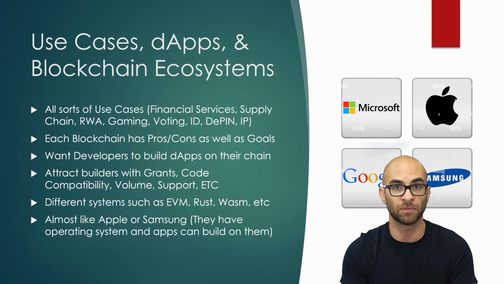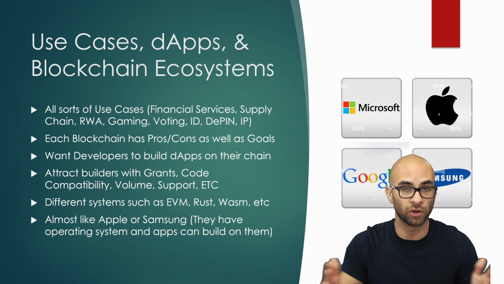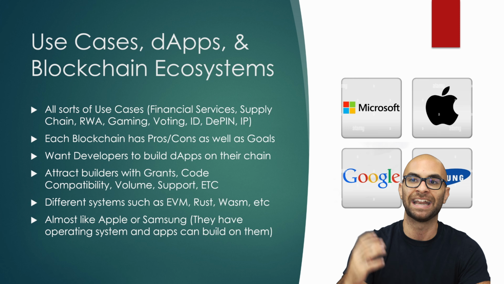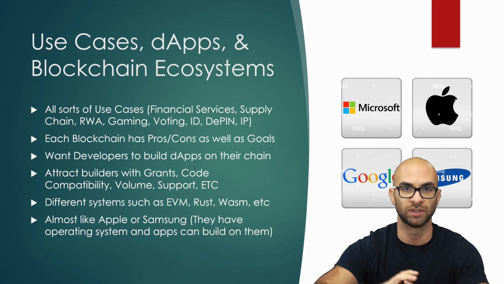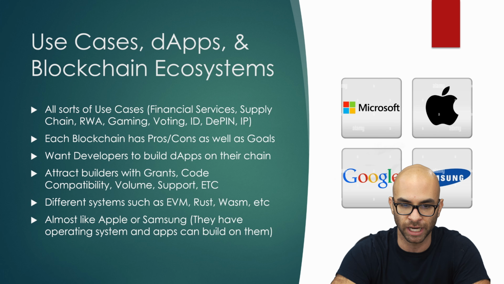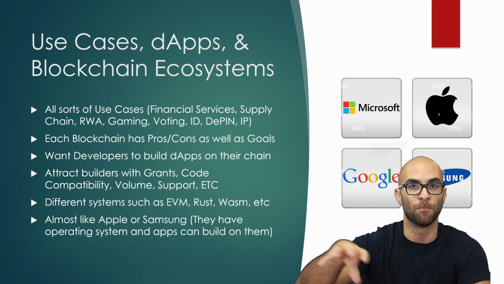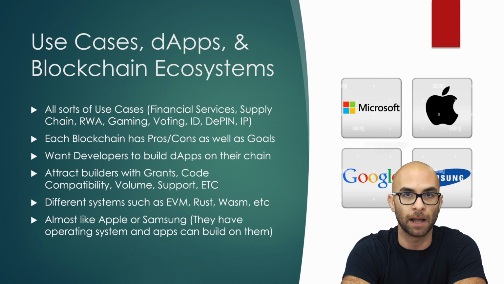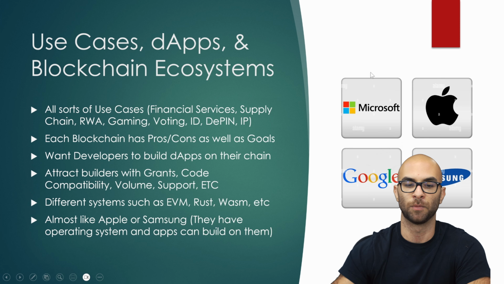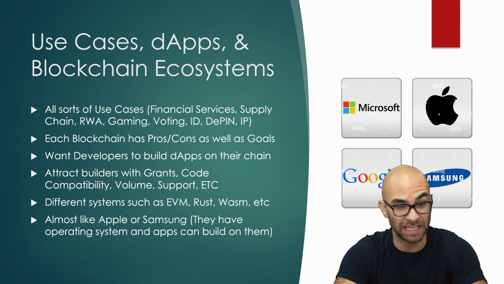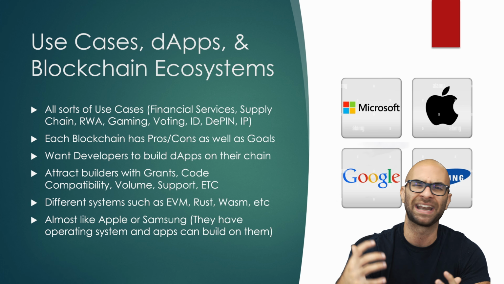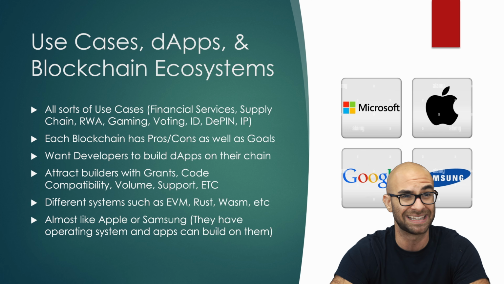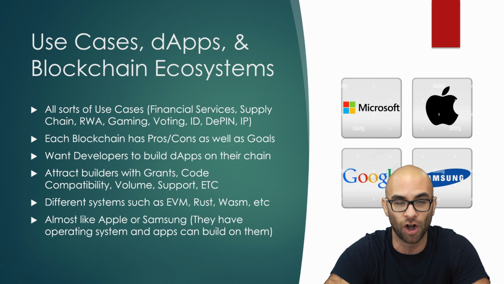Same thing with Samsung, same thing with Google. They're all trying to do the same thing where they're building out all these apps within their ecosystem, and different projects or different teams can decide to use their software in order to build using that program. It's the same exact thing with blockchains, and a lot of these blockchain developers or teams want projects or teams to build different dApps, decentralized applications on their network. And some of these things could be real world assets, it can be gaming, it can be voting, it can be decentralized infrastructure, it can be IP, supply chain, financial services such as swapping, borrowing, lending, synthetics, you name it, it is on the blockchain.